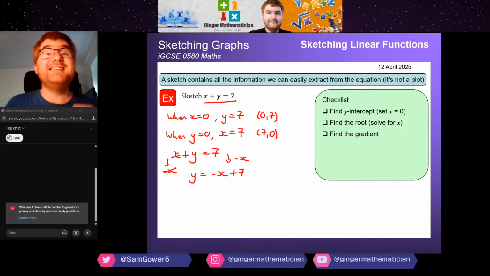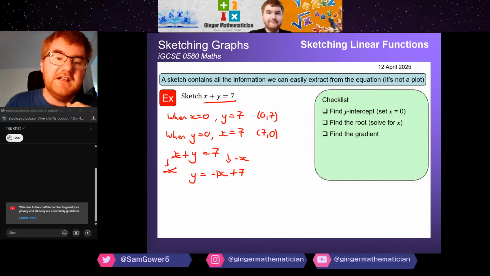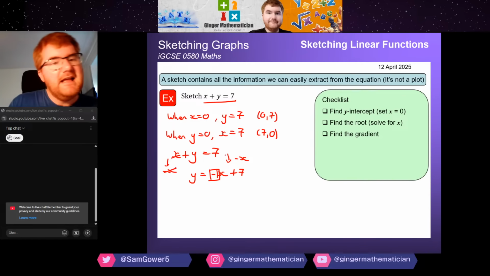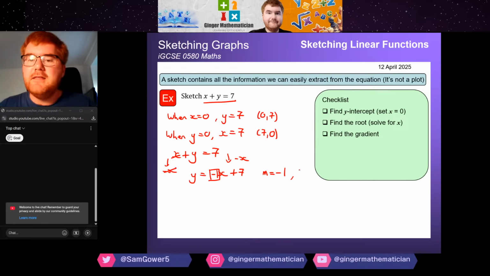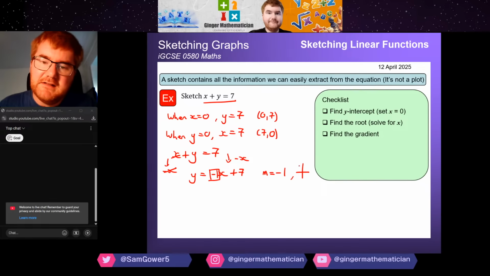And remember what I said in the first slide, the number in front of the x tells me the gradient. So it's going to be this minus 1. Okay, remember minus x is the same as minus 1. So our gradient here is equal to minus 1. That means we're going to have a line that then slopes downwards instead.